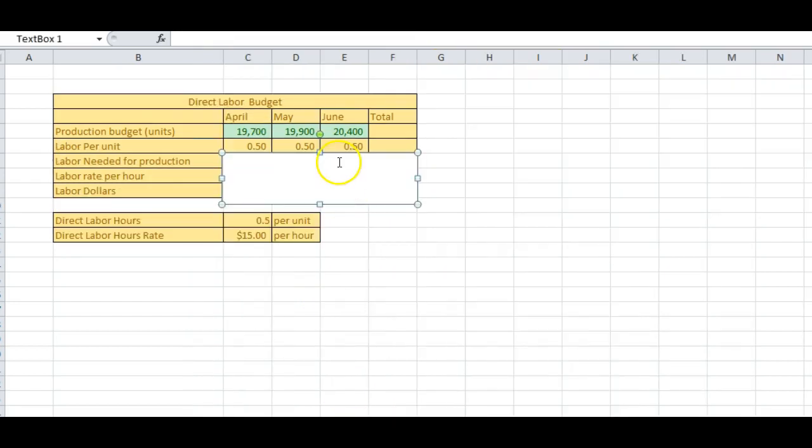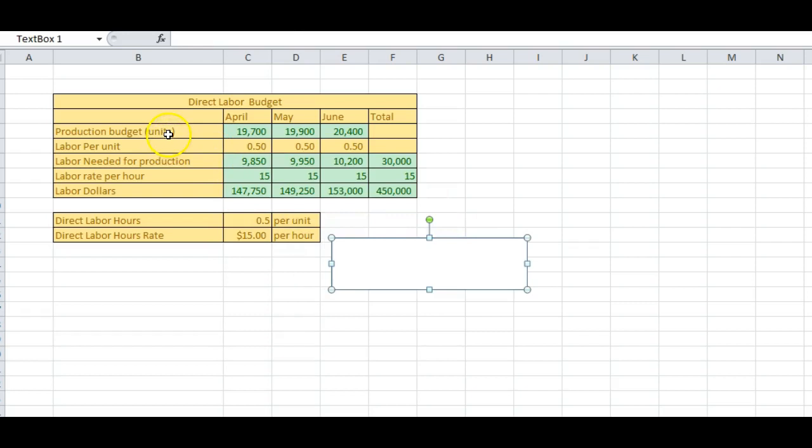Then we're going to do direct labor. Now everything gets really easy after this point. So direct labor, from our production budget, we're going to make 19,700, 19,900, and 20,400. Labor per unit is a half of an hour. And labor needed for production, well, we just multiply these out now. So these are our labor hours. They get paid $15 an hour. These are going to be our labor costs right here.